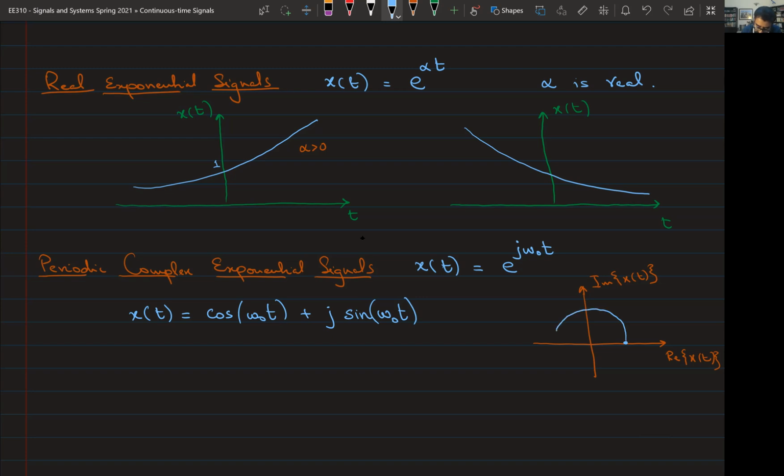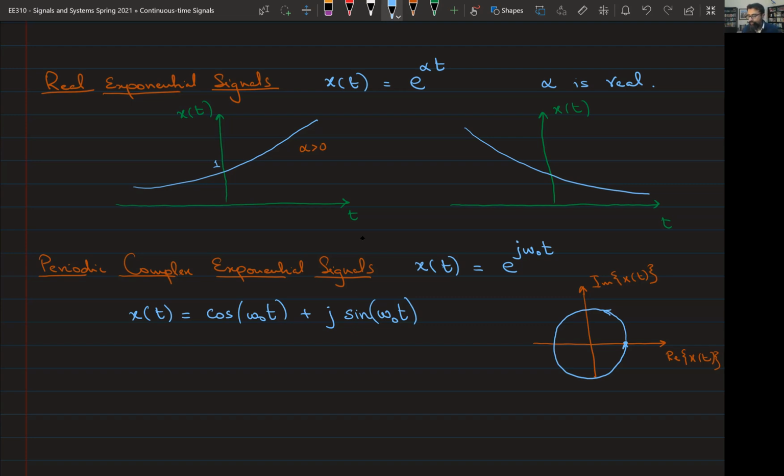Right, so you have a circle. As time t moves, your signal moves along a circle in this two-dimensional plane, with a speed which corresponds to omega naught. If omega naught is larger, it's going to move faster. If omega naught is smaller, it's going to move slower. But it moves on a circle. If omega naught was negative, it would have moved the other way around, in a clockwise direction. If omega naught is positive, it moves in an anti-clockwise direction.